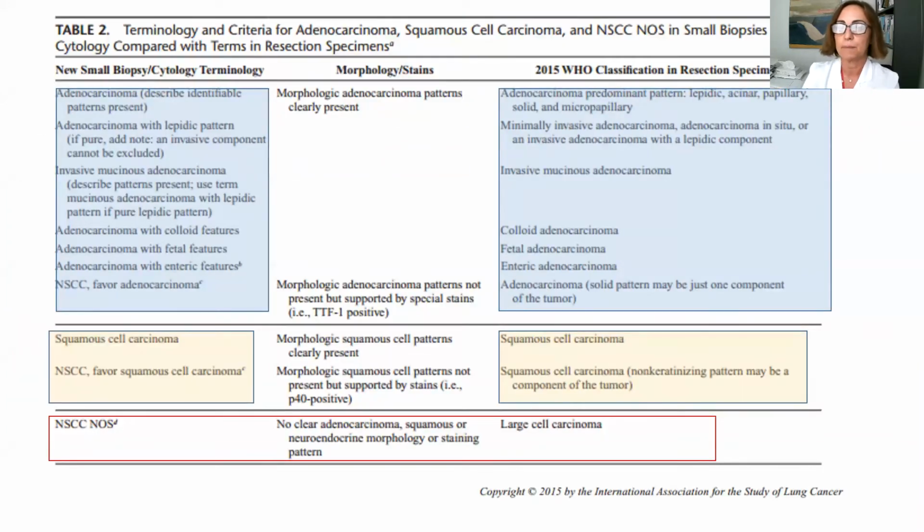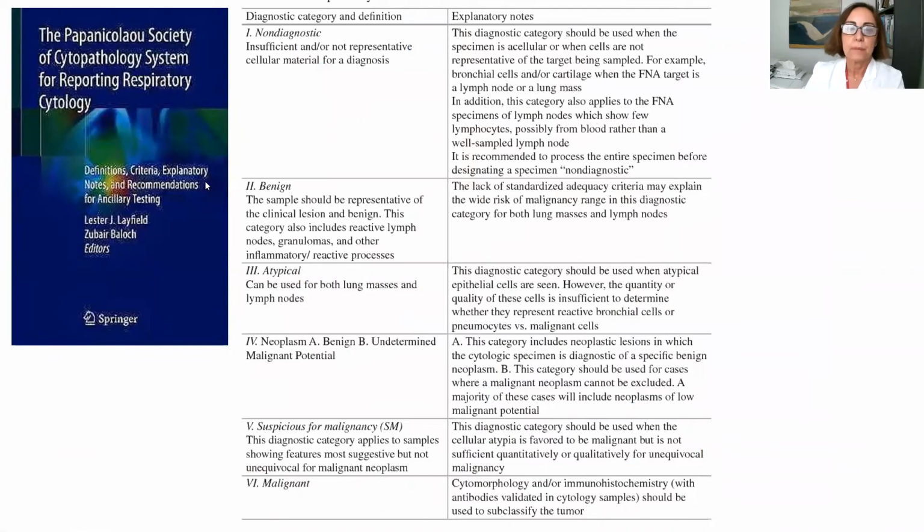And this is a table in the paper that I'm talking about, where the authors show a comparison between the diagnostic classification of adenocarcinoma, squamous, and large cell carcinoma in resection specimens and in small biopsies and cytological samples. So cytopathologists and surgical pathologists can understand each other perfectly, because thanks to this, we are talking the same language. This is the latest edition of the Papanicolaou Society of Cytopathology System for Reporting Respiratory Cytology, published in 2019.